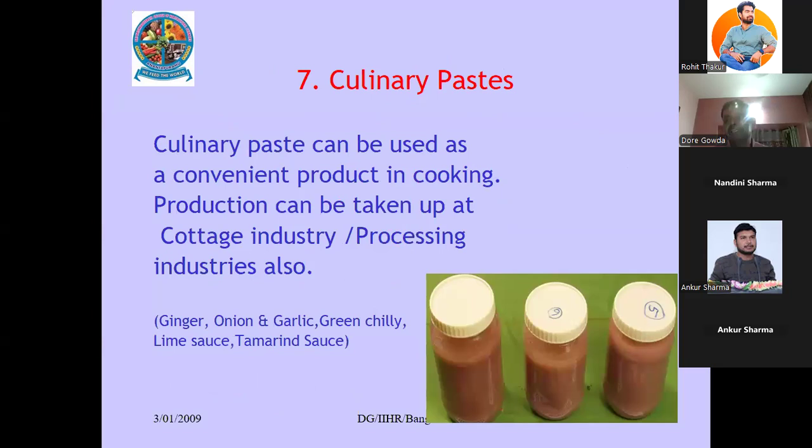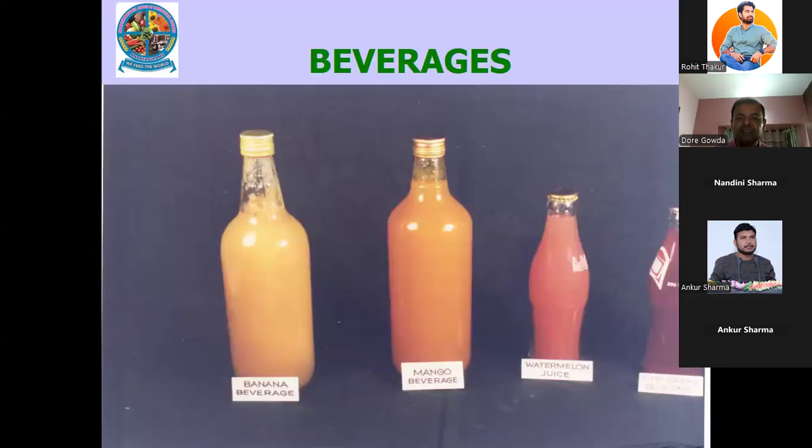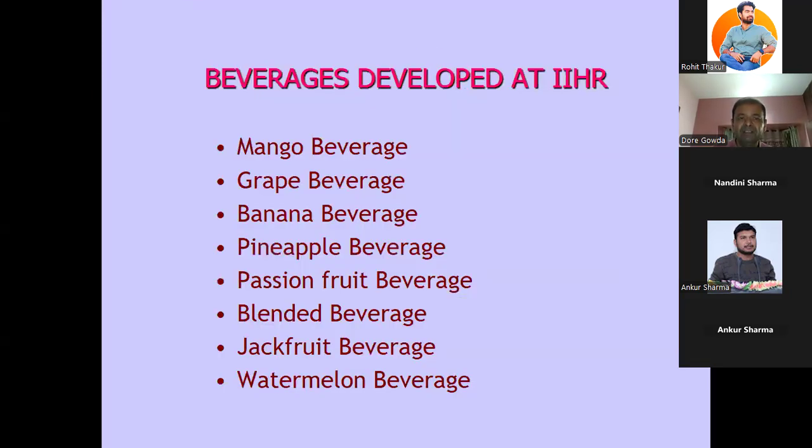Similarly, at the Indian Institute of Horticulture Research, we have developed some culinary products like ginger paste, onion paste, garlic paste, green chili paste, lime sauce, tamarind sauce. For this, we don't require a very big factory. Even at home scale, one can start with these culinary products. Even one self-help group from Karnataka, Shivamogga, has taken this technology from IIHR and is doing commercial production.